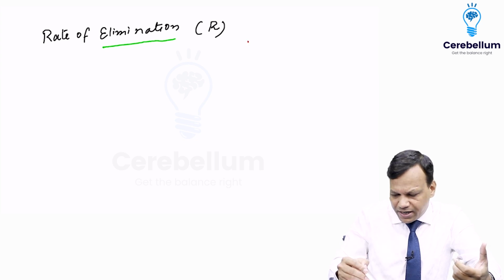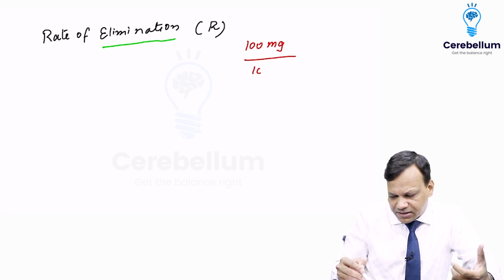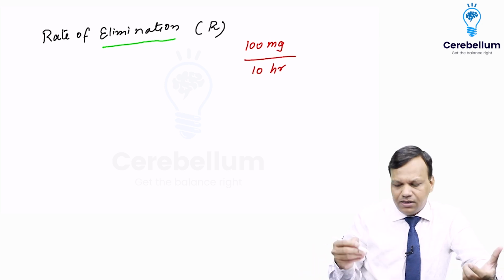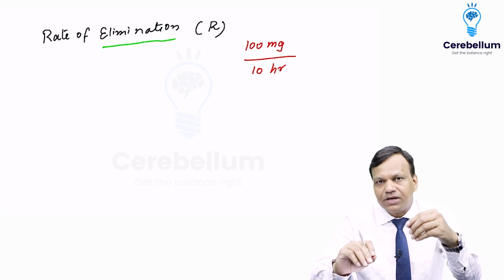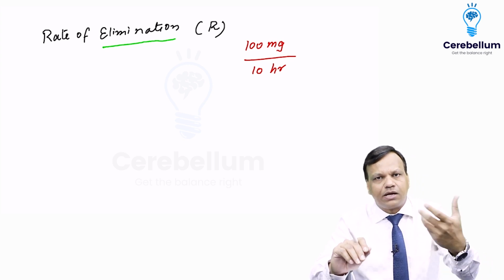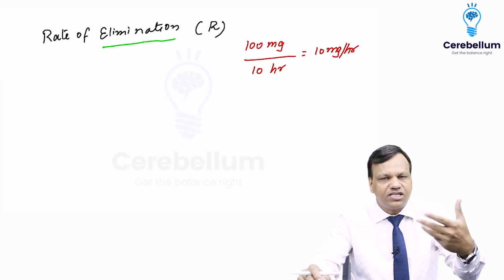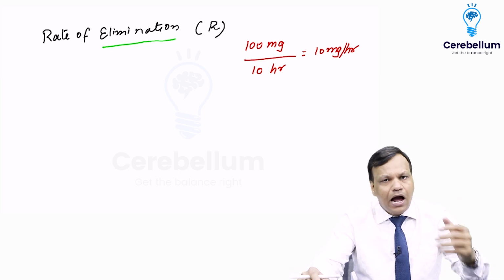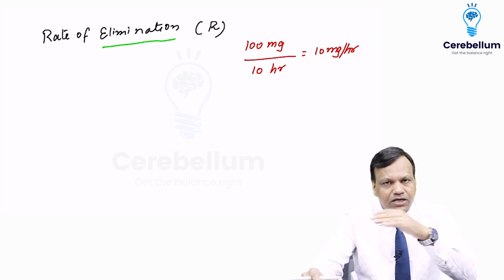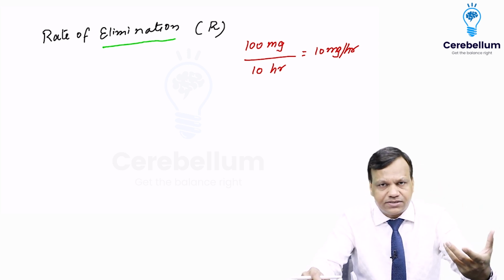Suppose 100 milligram of drug becomes inactive in 10 hours. It will be simple: divide the amount of drug becoming inactive by how much time it takes. So rate of elimination of this drug will be 10 milligram per hour. Okay, so rate of elimination is easy to calculate: how much drug becomes inactive divided by how much time it takes.